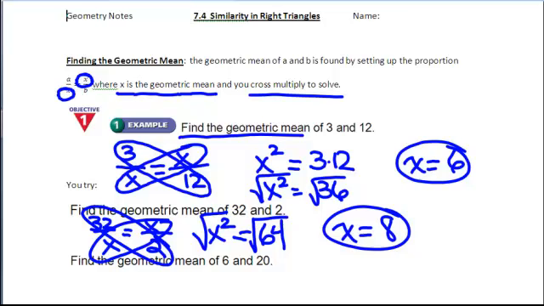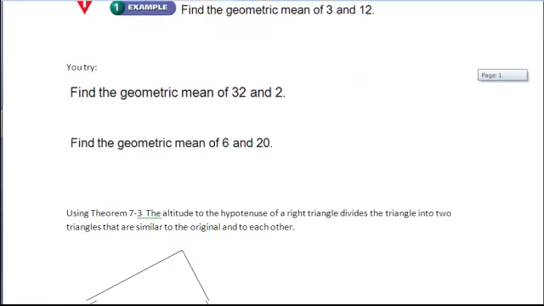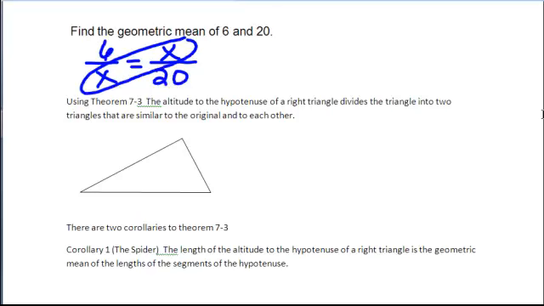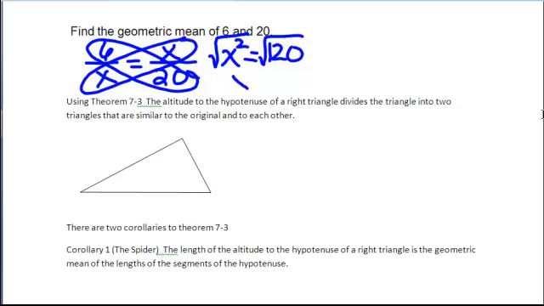The most unfortunate thing for you is that they're not always going to be perfect squares. So let me show you the next example. In this next example, we're asked to still continue to find the geometric mean between 6 and 20. So, once again, I put my geometric mean in these two spots. It's between 6 and 20. I'm going to cross multiply. x times x is x squared. 6 times 20 is 120. Take the square root of both sides to isolate your x. x is equal to the square root of 120.